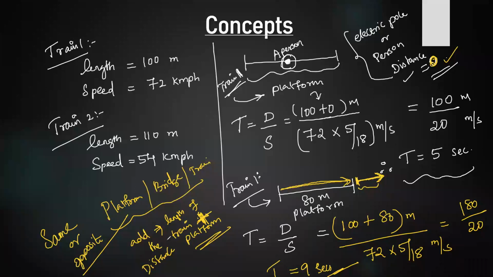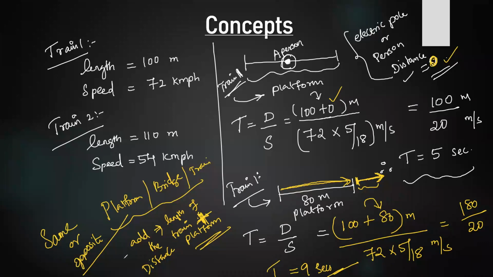Add the distance. Is it clear? Same direction or opposite direction, always add the distance. Relative speed only differs. If it is the same direction, you need to subtract the speeds. If it is in opposite direction, you need to add the speeds. Is it clear? This concept? Okay. Clear now? We'll try some more problems for your understanding.